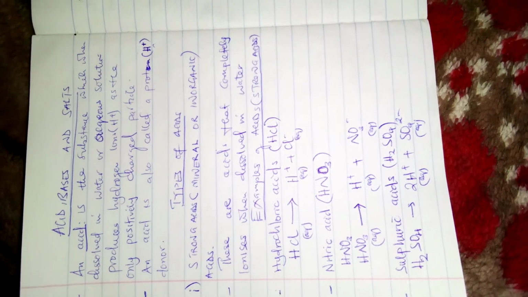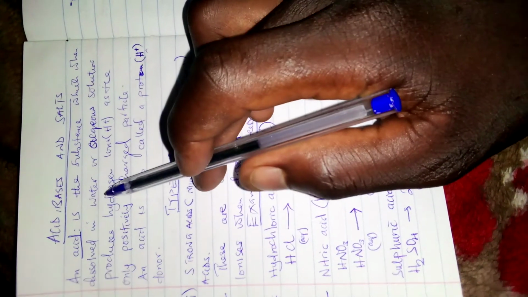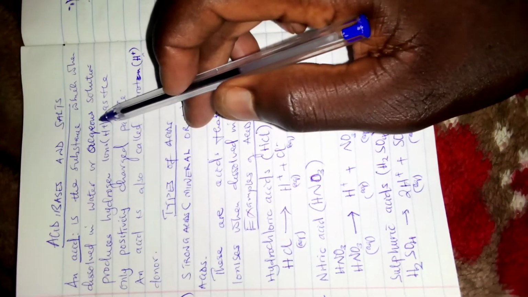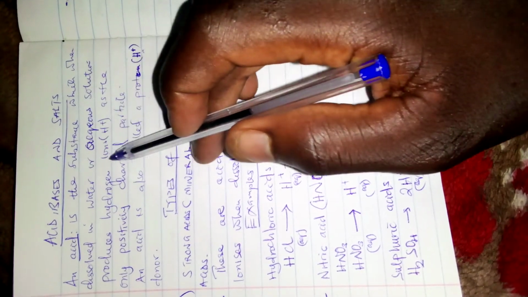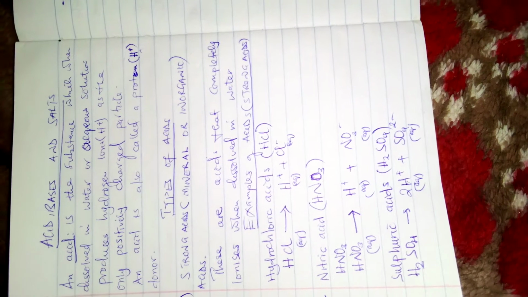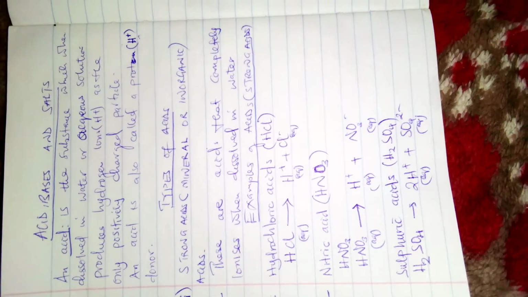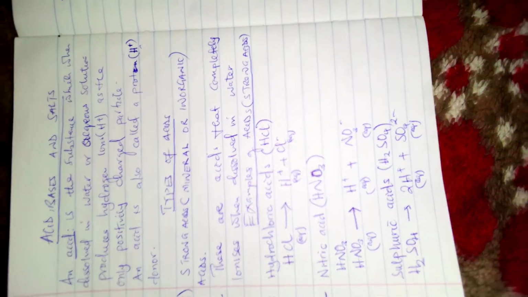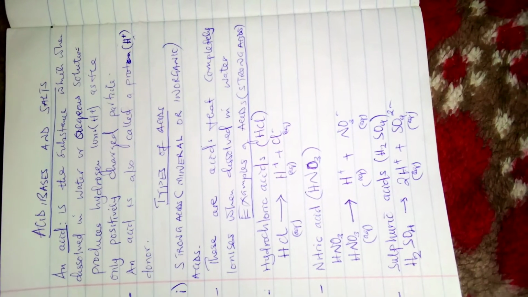Another definition is, an acid is a substance which, when dissolved in water or aqueous solution, produces hydrogen ion as the only positively charged particle. That is another definition for acids.